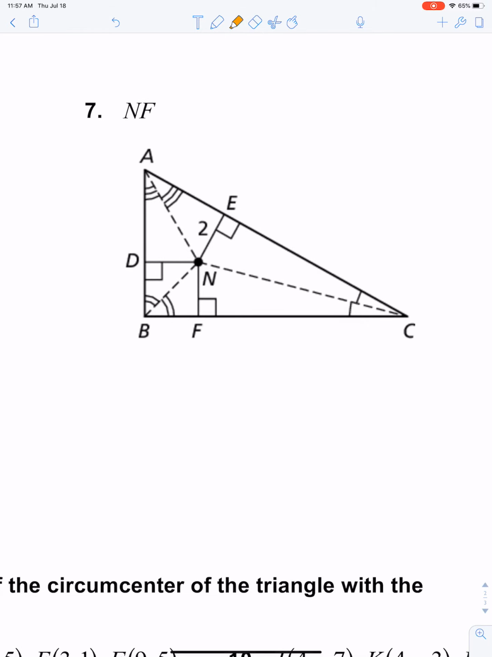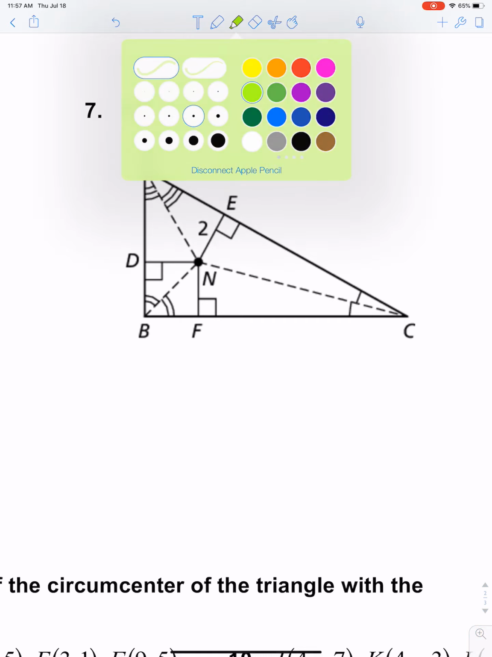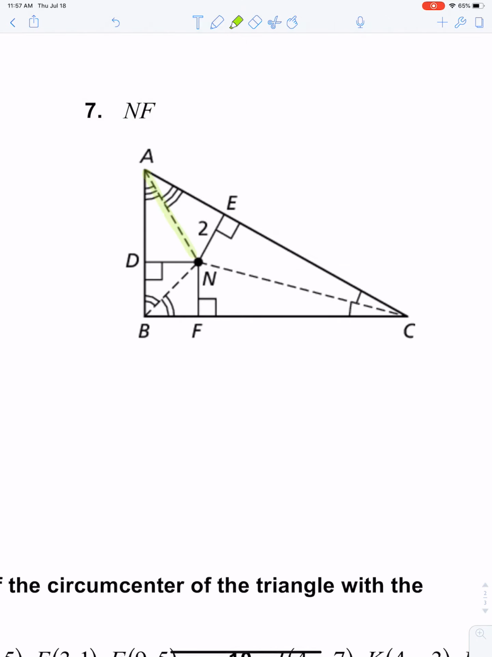Okay, number 7. We have angle bisectors. Angle bisectors are creating the incenter at point N. The incenter at point N is going to be equidistant from the sides in orange. So if NE is 2, ND is 2, NF must also be 2. So NF is equal to 2.